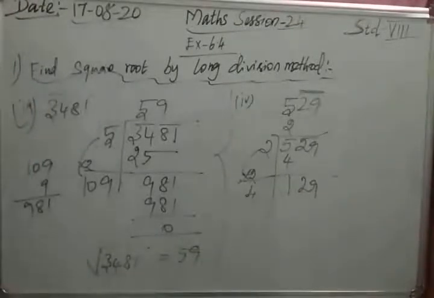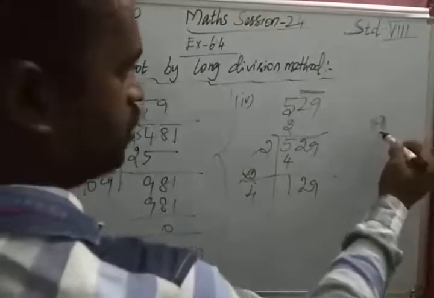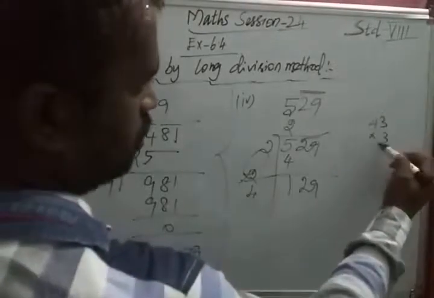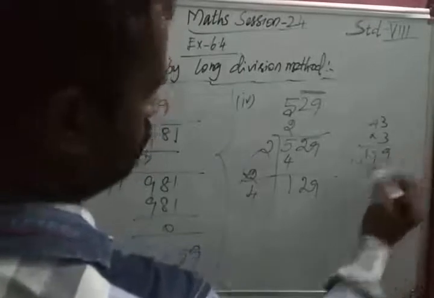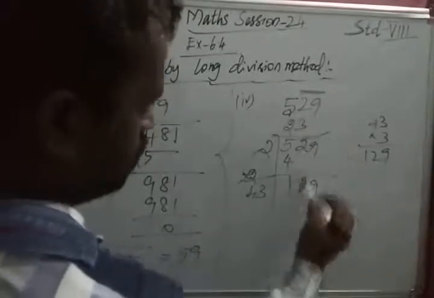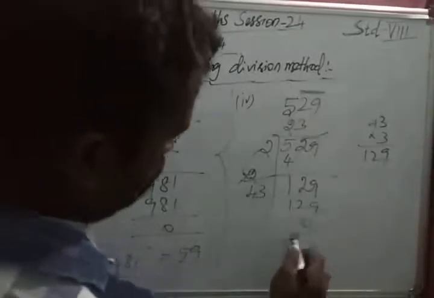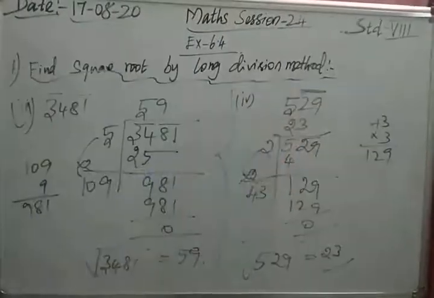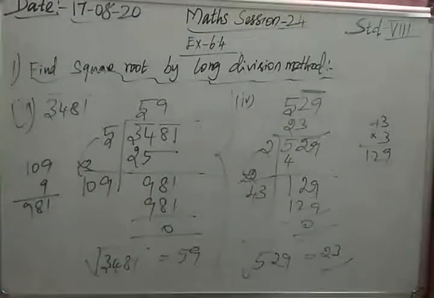That is 3 also we can try. That is 43 into 3. 3 3s are 9, 4 is the total. Okay. 43 into 3 is equal to 129. So we can give the value 529 root value is equal to 23. Only the portion we have to write. Understood, students? Now next question number 5.